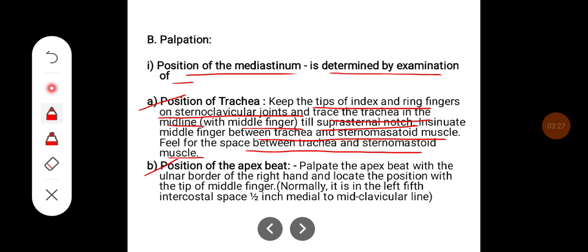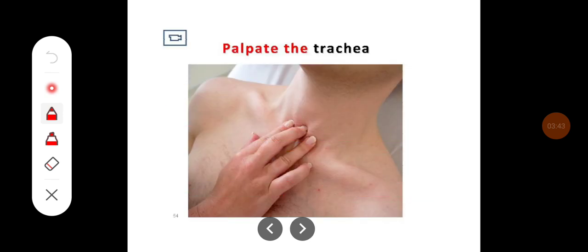Then for locating apex beat, palpate the apex beat with the ulnar border of the right hand. Then locate the position with the tip of the middle finger or the index finger. Normally, the apex beat is in the left fifth intercostal space, ½ inch medial to the mid-clavicular line.